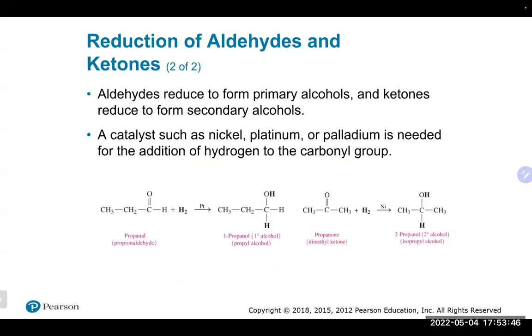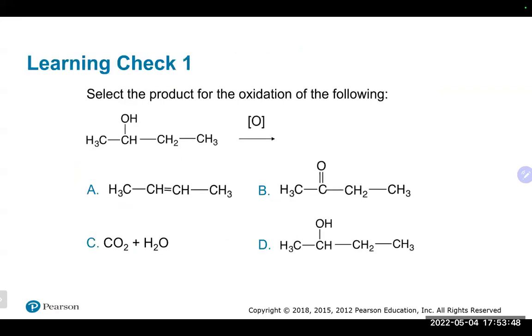So that's the Benedict test. That's the reduction. All right, so why don't you do this one here, draw the product, or I guess draw which one you think it will be, of this oxidation that occurs. All right, let's take a look.